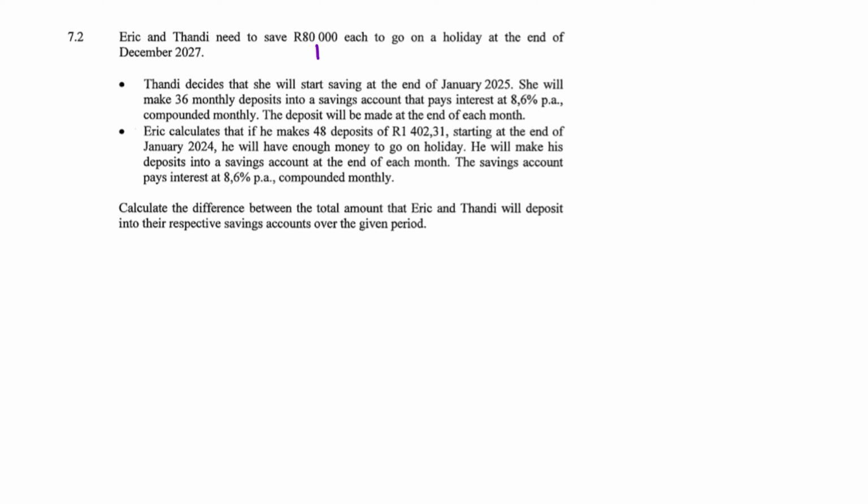We know that they want 80,000 Rand somewhere in the future, and the information on Tundi is that she would make 36 deposits, so that is an n value of 36. We don't know the size of her deposits, but we know that her interest rate is 8.6% compounded monthly. Eric will make 48 payments. We know the size of his payments, so that is 1,402 Rand. And he also earns the same amount of interest.